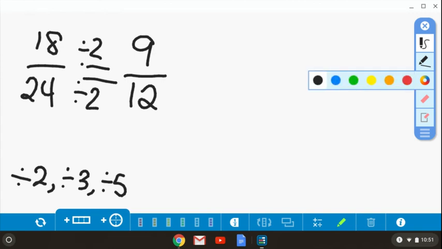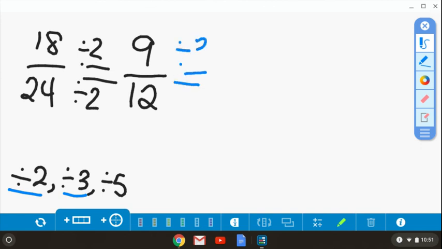Now I want to look at this one because I'm not done yet. I need to think about 9/12. Can I divide by 2? The answer is no. 9 is an odd number, which means 2 won't work. But what about 3? If you look on your multiplication chart, on your 3's, you should see 9 and 12. That means now I can divide by 3. Top and bottom, remember, what you do to the top, you've got to do to the bottom with a fraction. So 9 divided by 3 is 3, and 12 divided by 3 is 4.